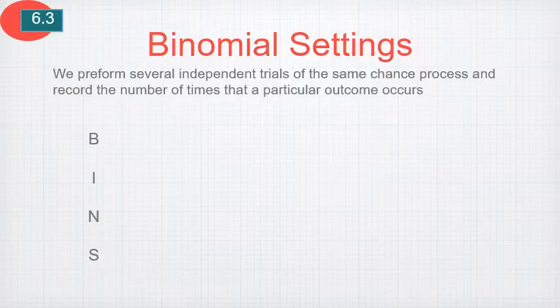Now, in order for something to be binomial, there are 4 conditions that must occur. The way we remember them is with the letters BINS, B-I-N-S. The first one, B, stands for binary. And binary means just straight up either or, right?